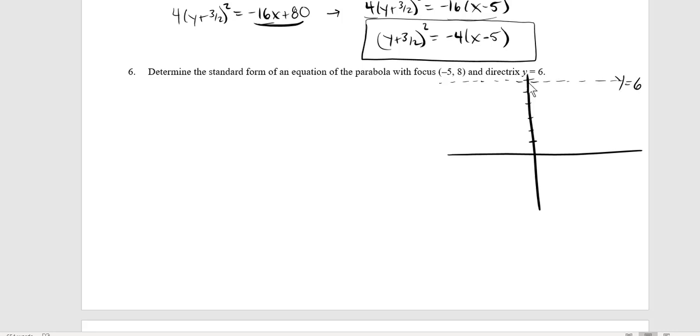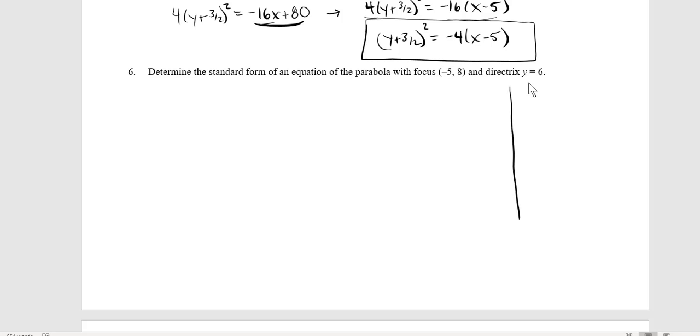That's the y equals 6 line. And remember, for a, well, let's wait on that. We also have the focus at negative 5, 8. So negative 5. I need a new picture. I'm going way out of bounds here. So I'll say 5 is here, 10 is here. So 6 is just above this.